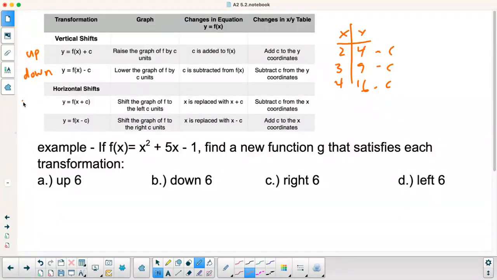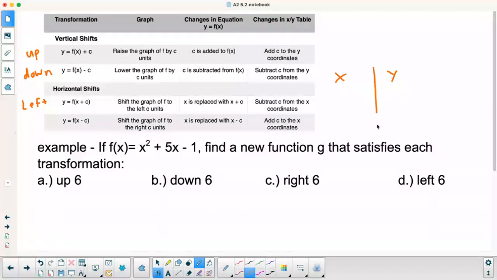So left. A lot of people think it's going to be x minus c, but it doesn't work like that. You're going to replace the x with x plus c. Now it still works the way you would think in a table. Let me erase this, I want to leave a little more space.